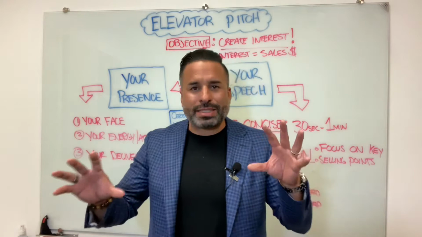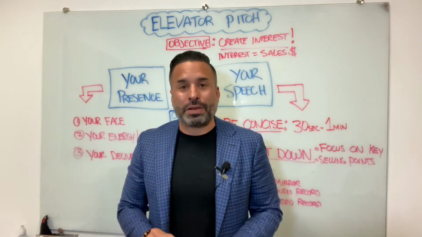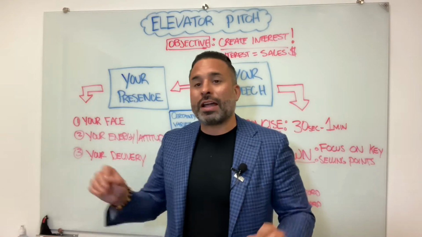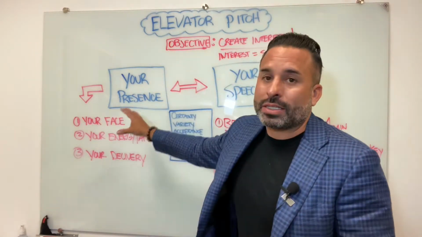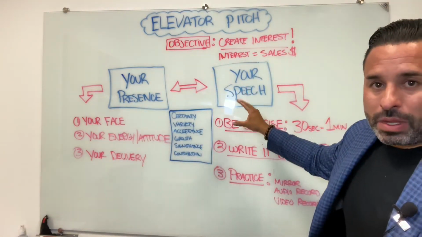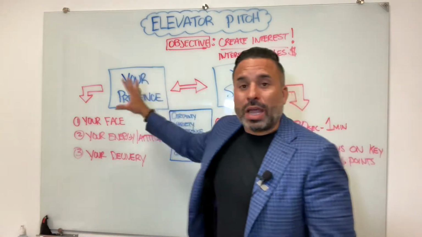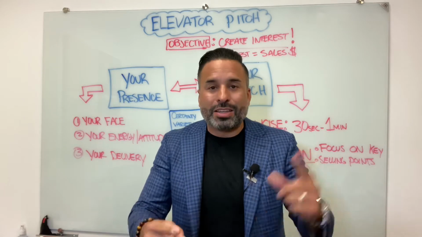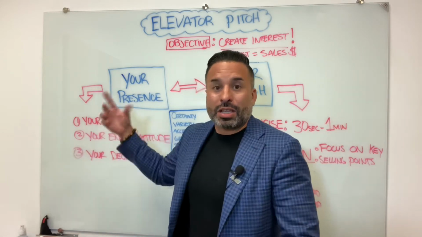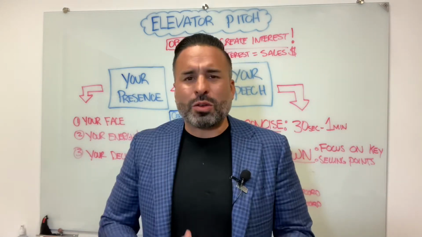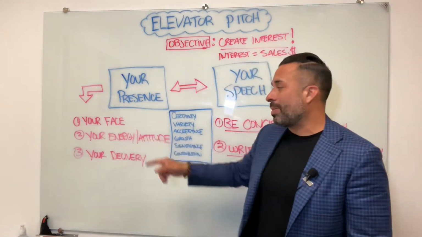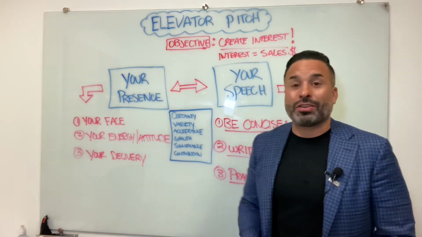What are the elements that will make you have an effective elevator pitch, right? So here's 2 categories, 2 parts to this elevator pitch. 1 is your presence, 2 is your speech. Your presence and your speech: how you are being in your presence, and then what you are saying, right? So that's the words that you're saying, but this is the presence that you have. So what do I mean when I talk about presence? I'm talking about your face, I'm talking about your energy, your attitude, I'm talking about your delivery.